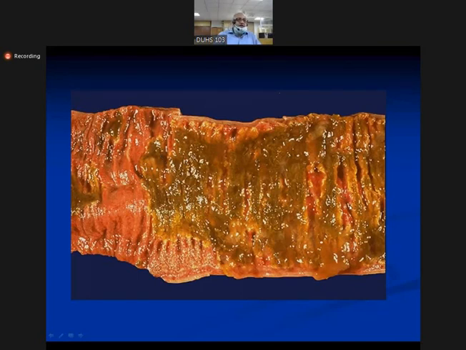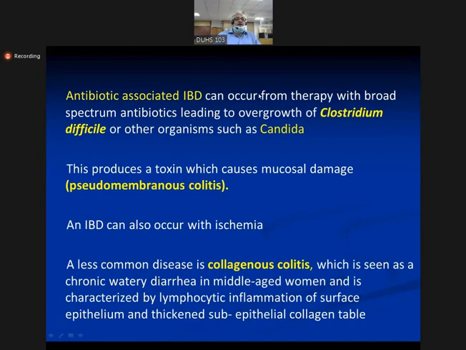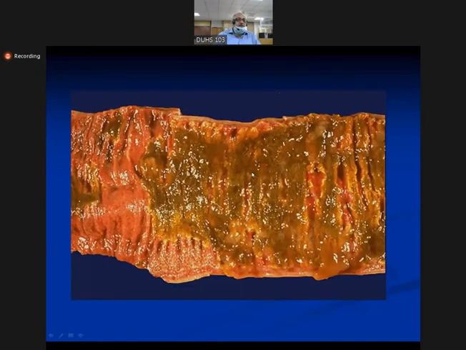Okay, and it happens under the influence of therapy with broad spectrum antibiotics. The broad spectrum antibiotics alter the normal flora of the bowel wall, and it causes overgrowth of this Clostridium difficile. And this Clostridium difficile produces pseudomembranous colitis. Pseudomembrane is just inflammatory exudate.